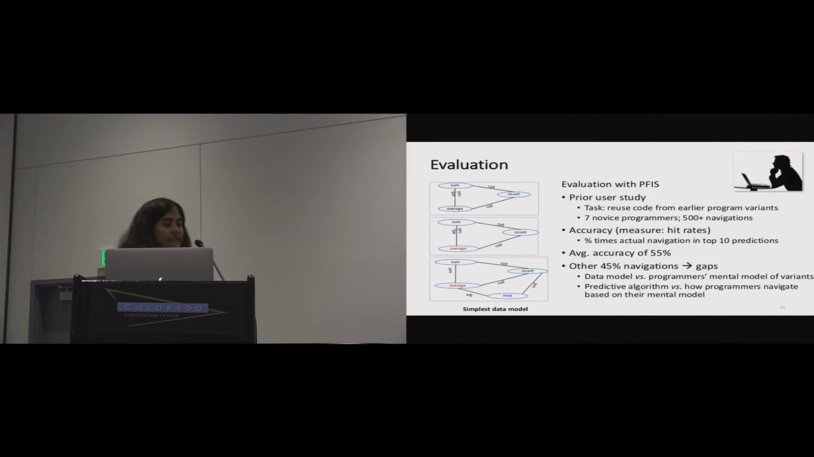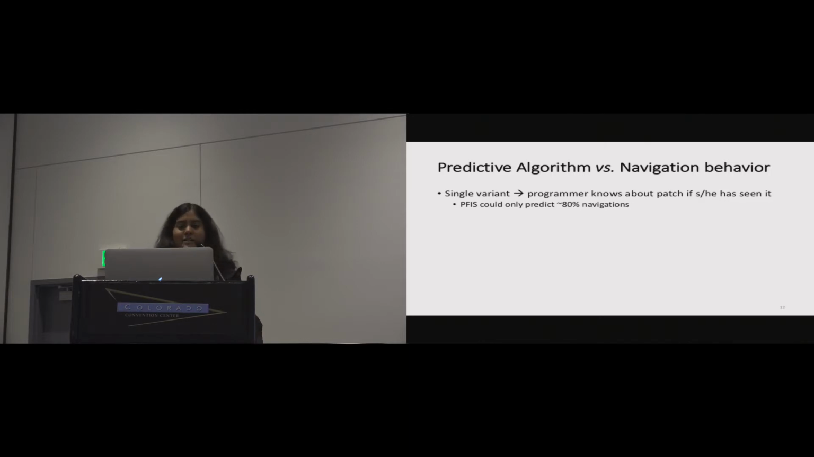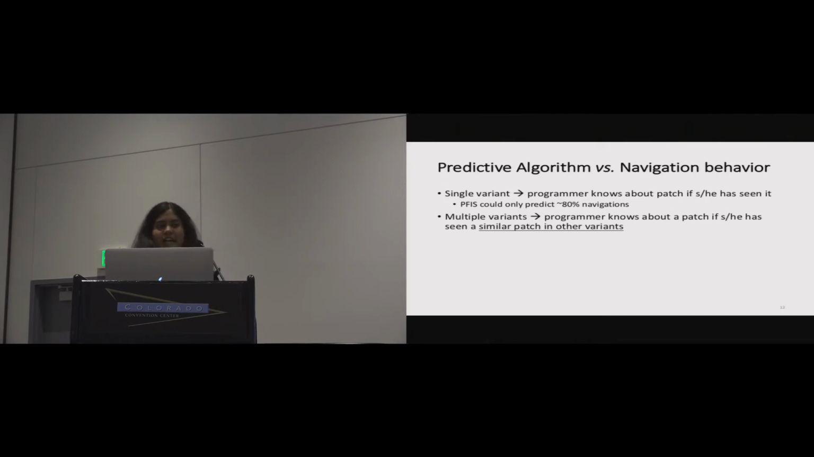Let us now explore each of these gaps, and we'll talk about the gap between the predictive algorithm and the programmer's navigation behavior first. So in the case of a single variant, a programmer knows about a patch only if he or she has seen it. And that is when they can actually make a deliberate navigation to such a place, right? And that is what PFIS models. And PFIS could only predict about 80% of navigations that all programmers made. But in the case of variants, a programmer can know about a patch or a method if he or she has seen a similar patch in some other variant, right?